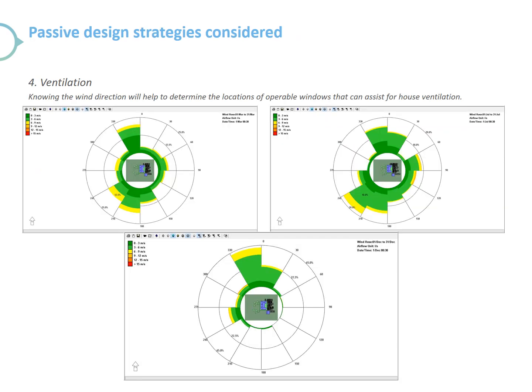As for the ventilation, knowing the wind direction will help to determine the locations of operable windows that can assist house ventilation. So now we have the three wind roses of three different months: March, July, and December. We can see that in the summer, the speed of the wind coming from the east is very suitable for having a good breeze inside your house. And then we also have a lot of wind coming from the south.